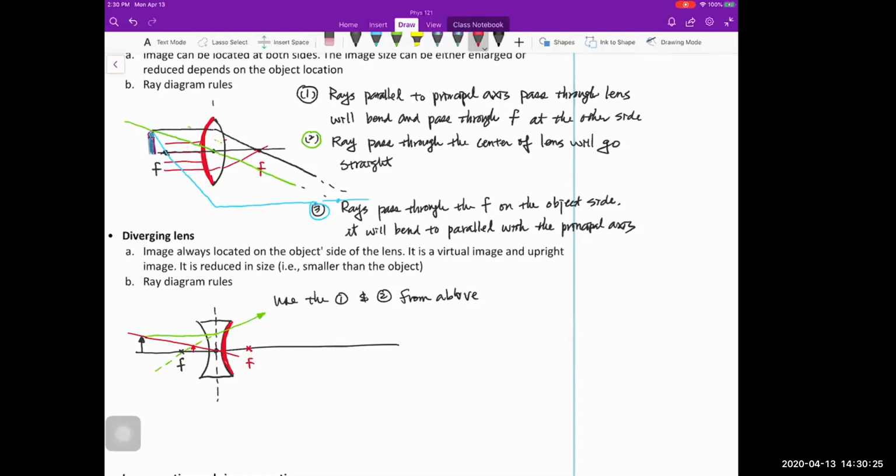You can see in this case, the image is going to be upright, which is a virtual image. Upright is virtual, and it's going to be a smaller version of this object. All right, any question about this part?